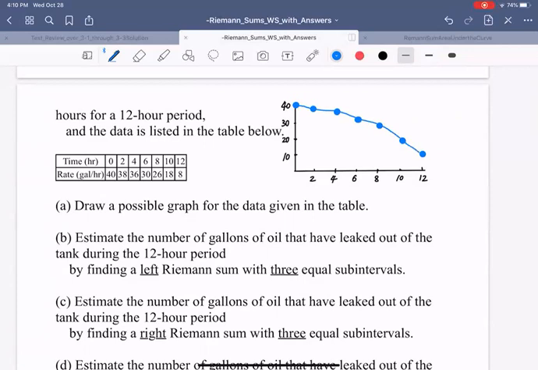Estimate the number of gallons of oil that leaked out of the tank during the 12-hour period by using a left Riemann sum with 3 equal subintervals. So they want us to do 3 equal subintervals. That means we have to split this into 3 equal pieces, right? Yes. So we are going to do something like that. And left sum.